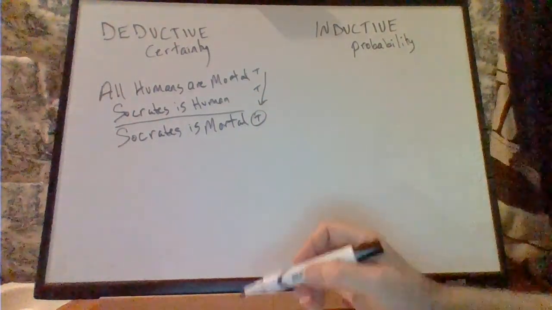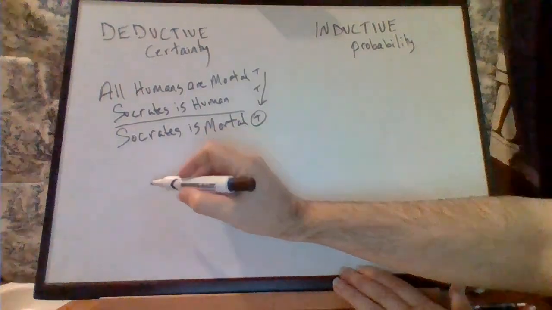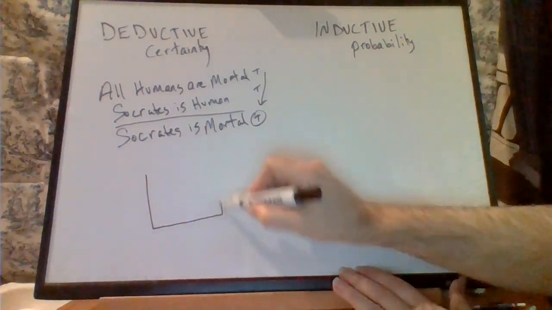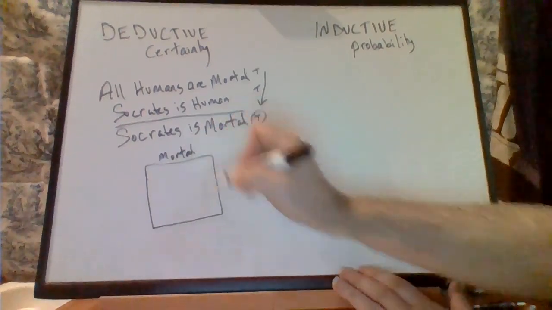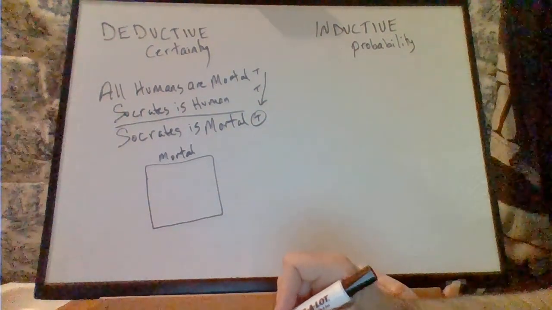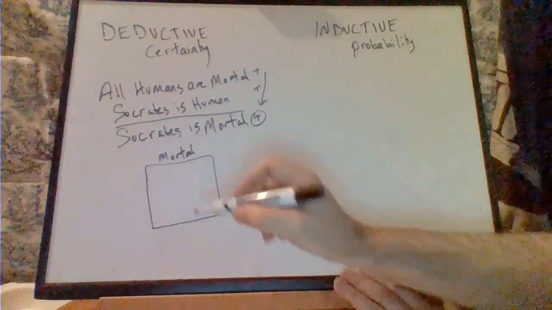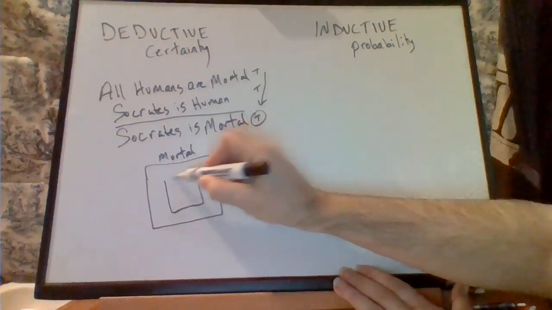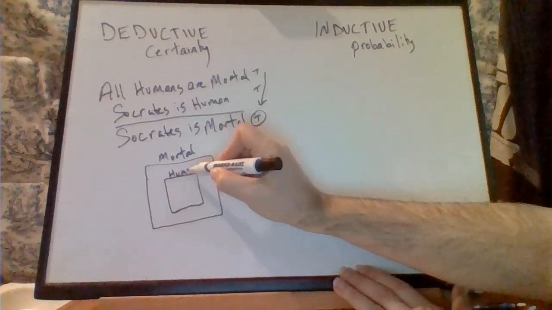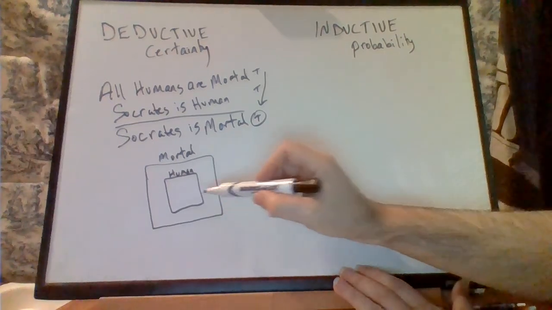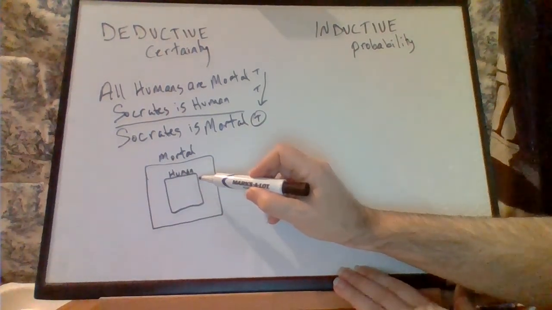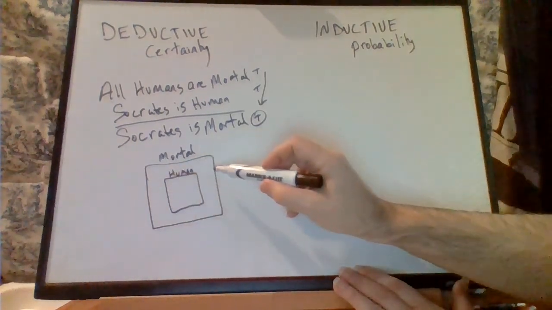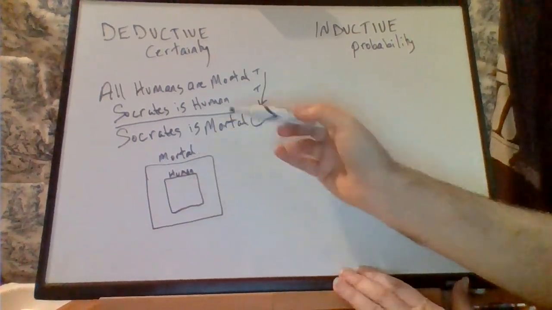So let's draw this out so you can see. All humans are mortal. So let's say this box represents all mortal beings, all mortal things. And this box represents all human things. So every human that exists is inside this box. And this box of human things is inside the larger box of mortal things, hence all humans are mortal.